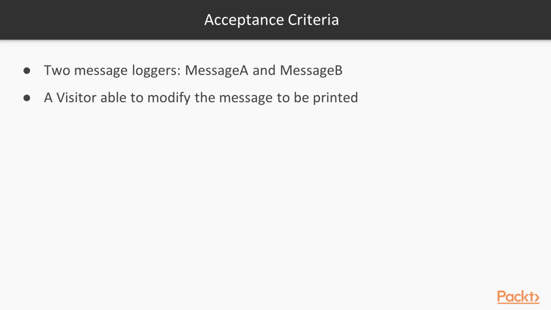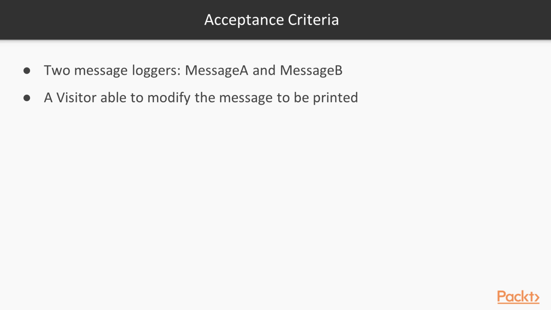To effectively use the visitor design pattern, we must have 2 roles, a visitor and a visitable. The visitor is the type that will act within a visitable type, so a visitable interface implementation has an algorithm detached to the visitor type. So we need 2 message loggers, message A and message B, that will print a message with an A or B respectively before the message. Also, we need a visitor to be able to modify the message to be printed. It will append the text visited A or visited B to them respectively.